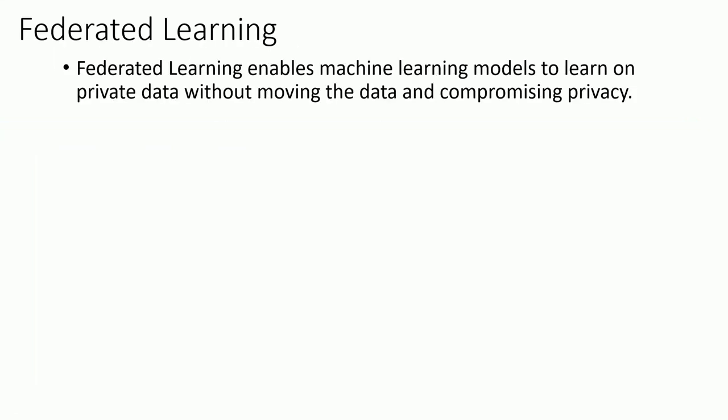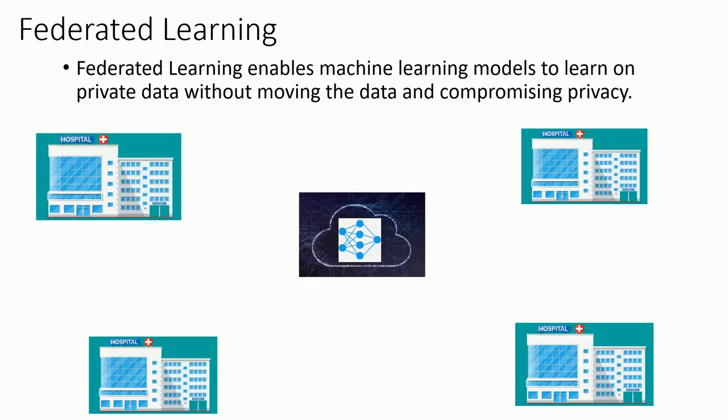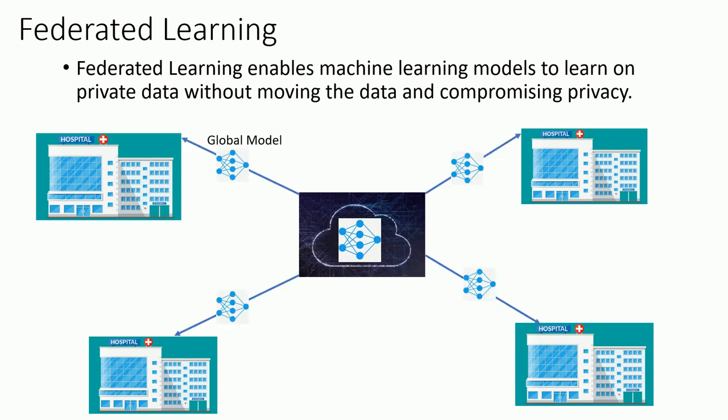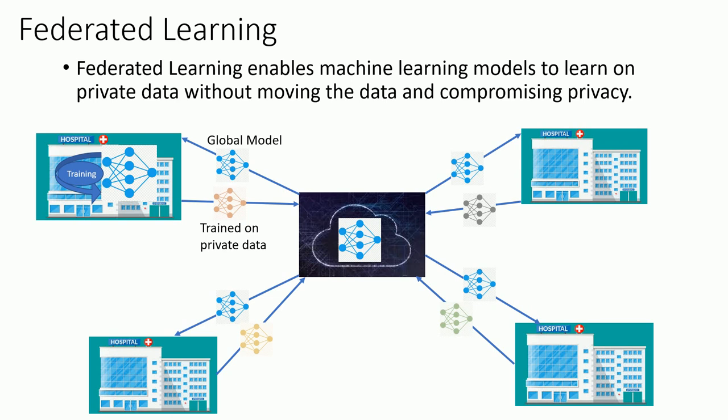So for that purpose, there is one thing that we can currently look into, that is federated learning, which actually enables machine learning models to learn on private data without moving the data and compromising its privacy. So what can be done is global models are prepared, and those models are trained at the respective hospitals, and then we can combine those models and get a model trained on private data. So federated learning can be very useful in such domains when we have large amounts of data coming from various sources which have different types of arrangement in it.